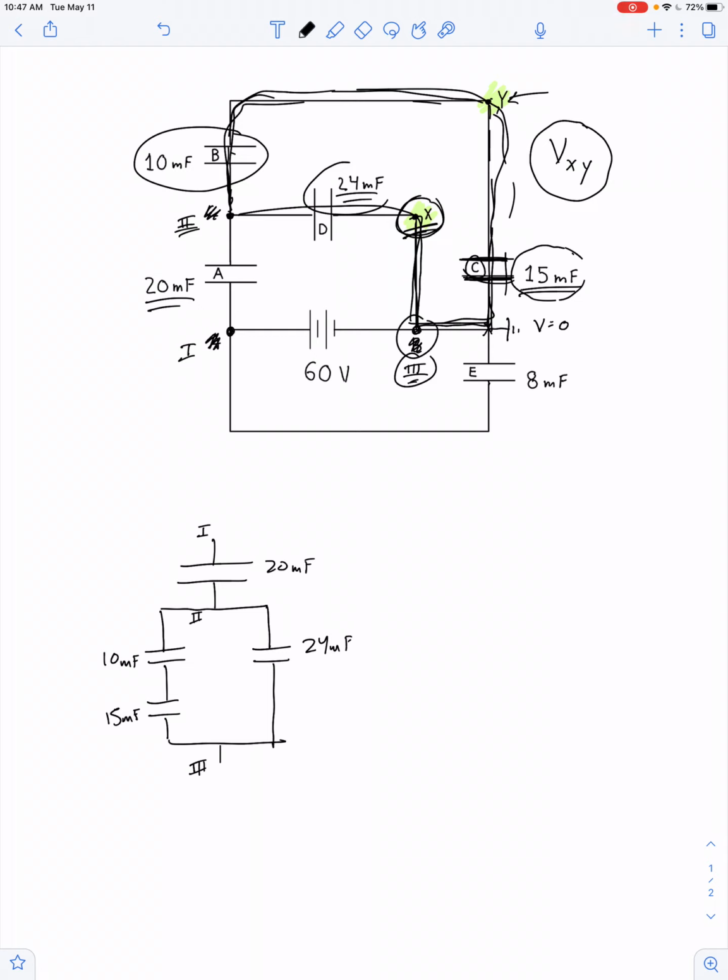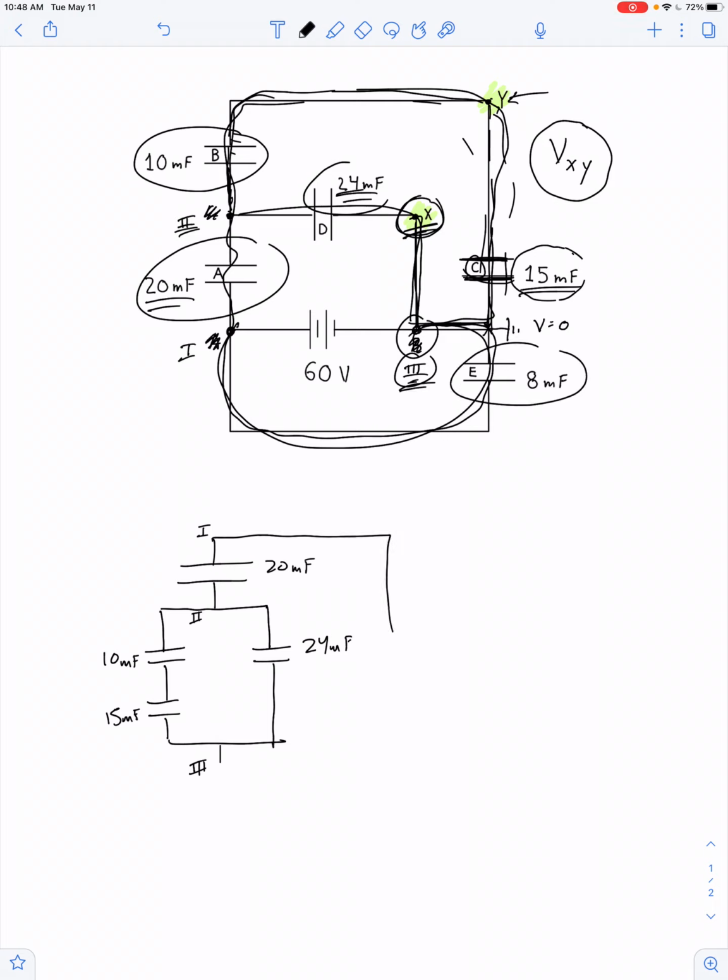Of course, to get from point 1 to point 3, we didn't have to go through all this combination of the 20 connected in series with the 10 and 15 in series, which is in parallel with the 24, yada, yada, yada. The easiest way to get from point 1 to 3 is just to go over that branch, right, from 1 to 3. And that way, we would just encounter 8 millifarads of capacitance. So this is another way to diagram the whole circuit.